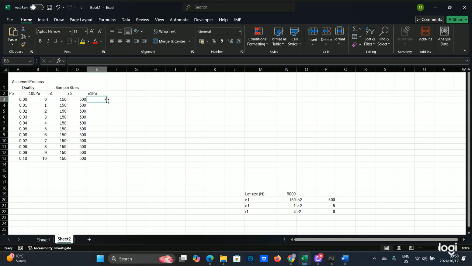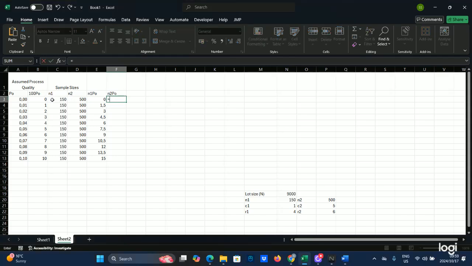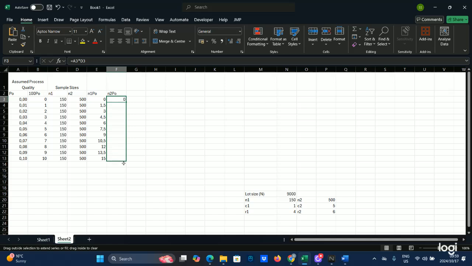So we calculate it by multiplying this by this for the first sample size, and then you drag. And then you also calculate your nP0 for the second sampling plan, which is nP0, and then you say this equals to P0 multiplied by the second sample size. You equate and then you drag.